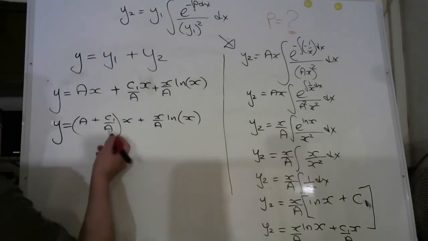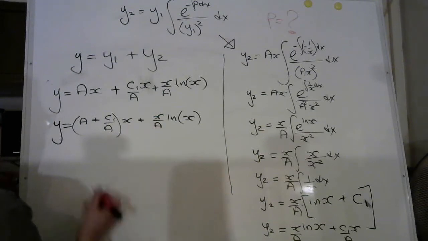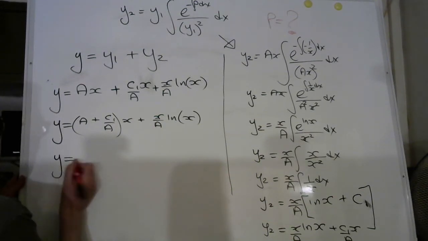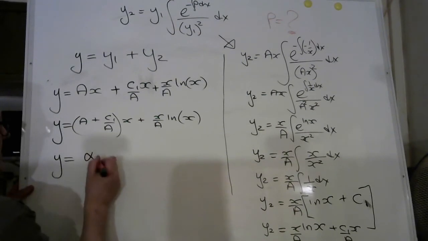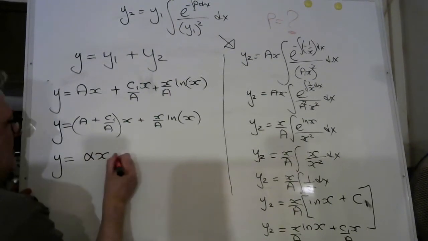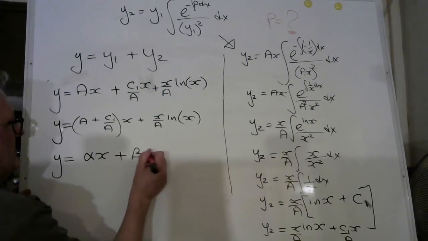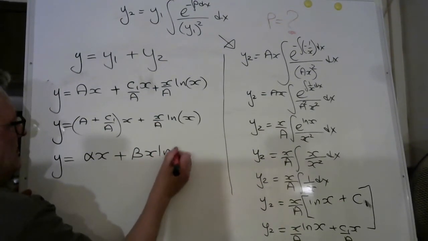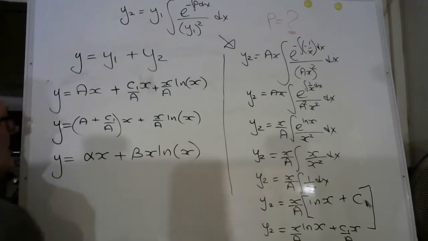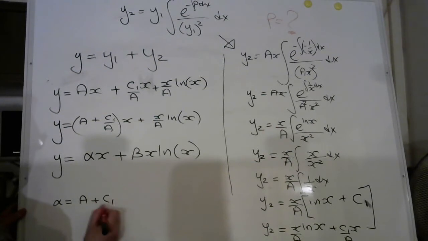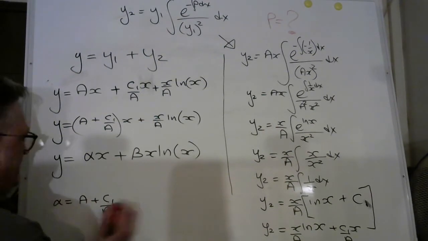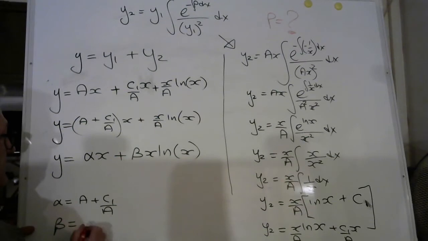And of course we can just call these constants anything we like. So in actual fact our general solution is y equals, we'll call it alpha times x plus beta times x log x. And I'll write down what the constants are. So alpha equals a plus c1 over a, and beta is equal to 1 over a.